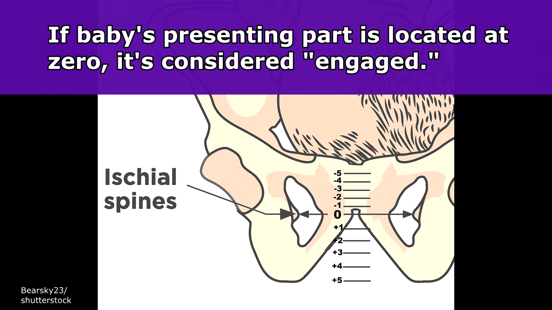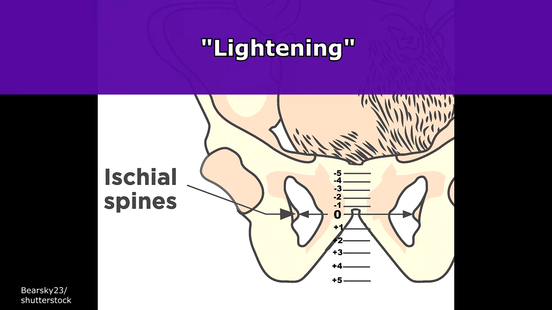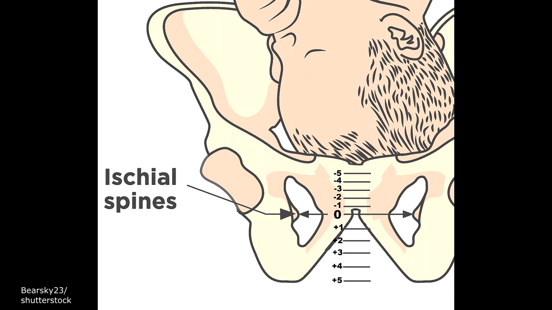Whenever a baby is engaged, this means that that presenting part has entered down into that pelvic inlet and is at that ischial spine line. Now, for first-time mothers, this happens around 38 weeks. It's also referred to as lightning. Or for your moms who've already had babies, it can happen as late as whenever labor starts.